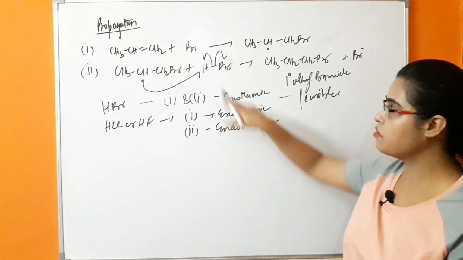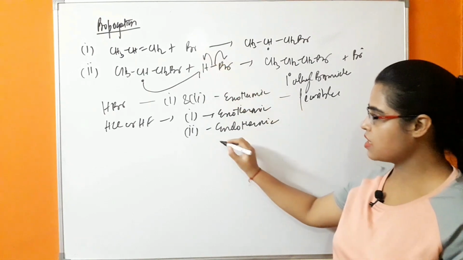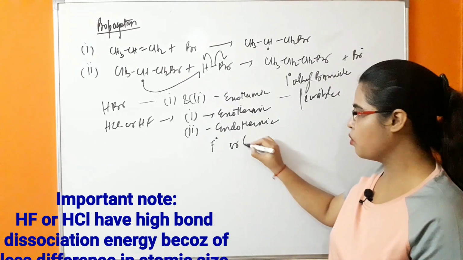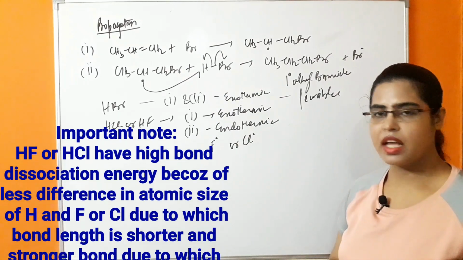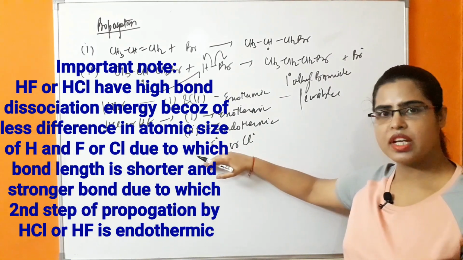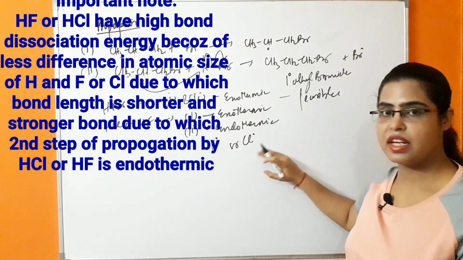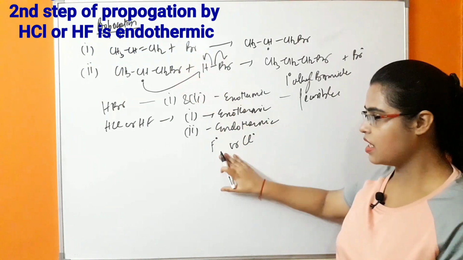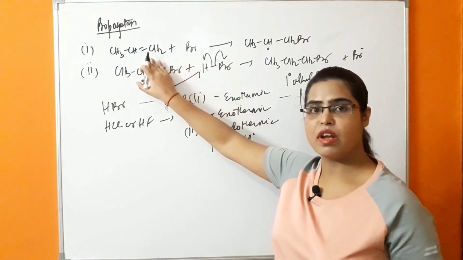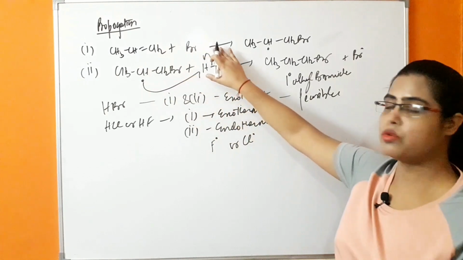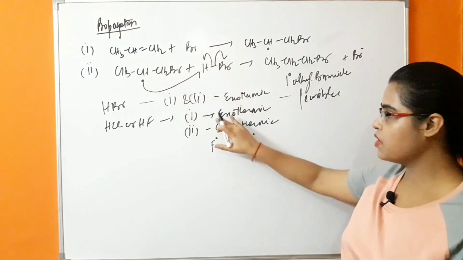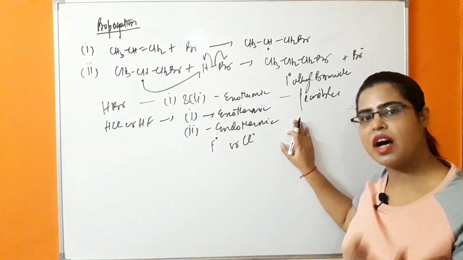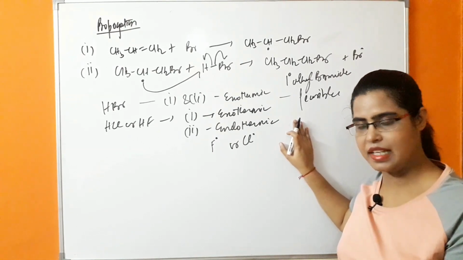So, what is happening in the first step? Either a fluorine free radical or a chlorine free radical will be available, and you know that the electronegativity of fluorine and chlorine is much higher in comparison to bromine. Because of that, their reactivity towards the alkene will be more vigorous in comparison to bromine. Because of that, the first step of the reaction is exothermic. It means in the first step, a high amount of energy will be released.